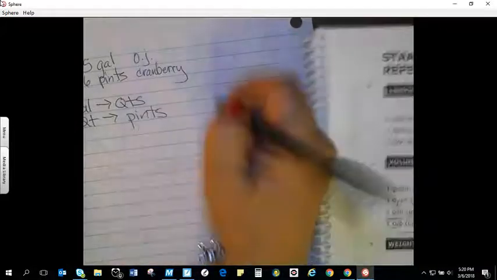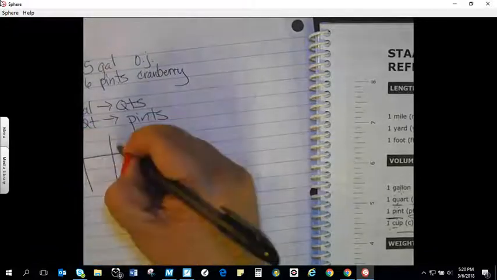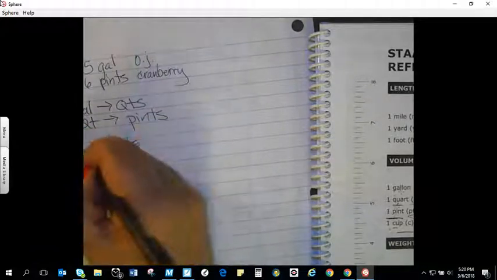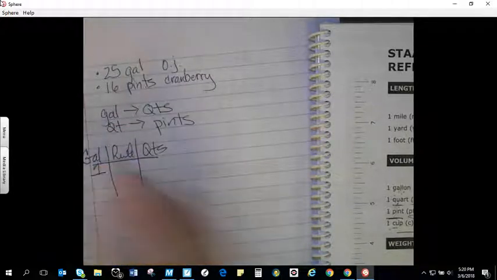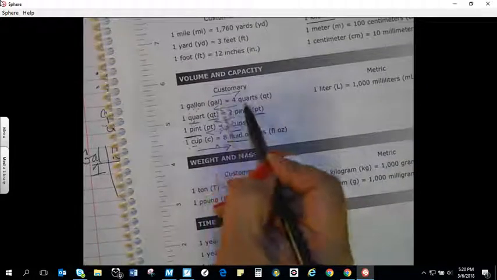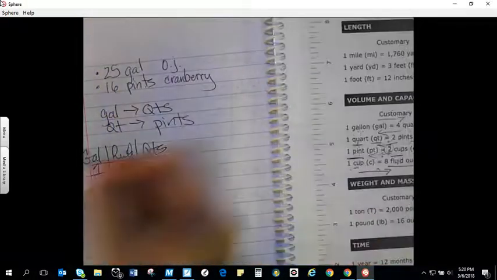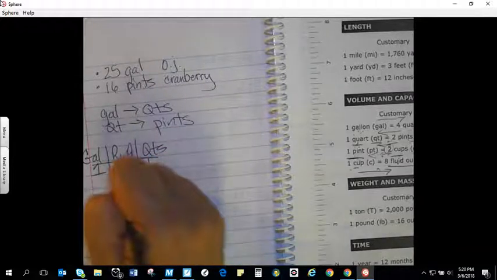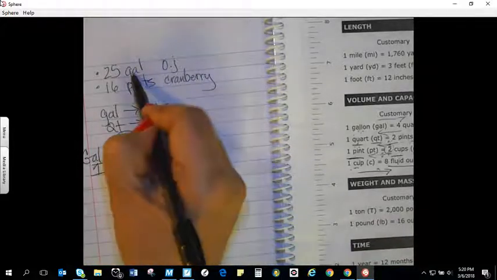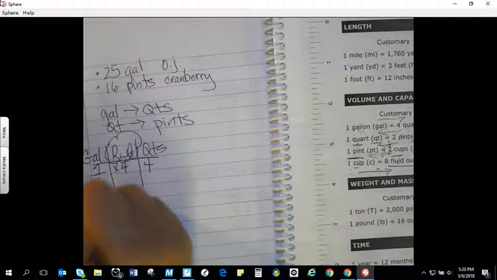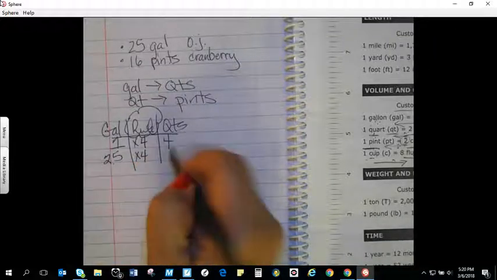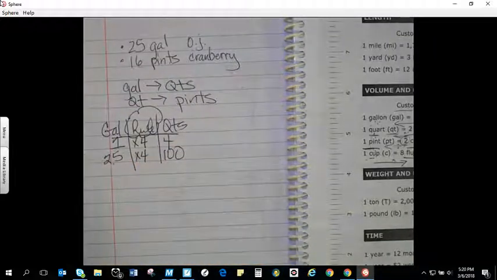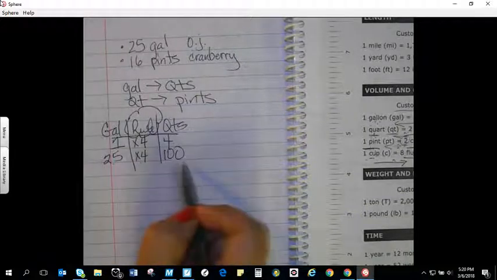All right, so now let's do my step 1. Gallon, quarts. My rule: for every 1 gallon, it's 4 quarts. I multiply that by 4. That's my rule. And I have 25 gallons. 25 times 4. Well, thinking of those quarters or dollar bills, if I had 25 quarters, that gives me 100.